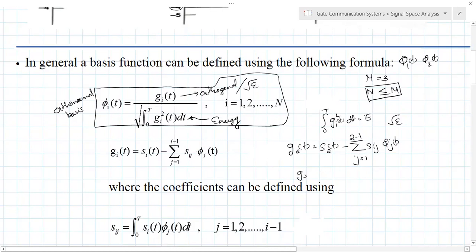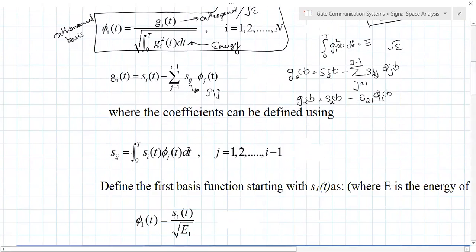This means in order to calculate g2(t), we need to substitute s2(t) minus only one term. Very specifically, i is 2, and j we put as 1, because j varies from 1 to 1, so only one value, and phi1(t). So this is the formula to calculate g2. Similarly you can calculate g3, g4, etc., and substitute in the first equation. Again there is an unknown quantity, the coefficient s_ij, so now we need to evaluate s_ij.